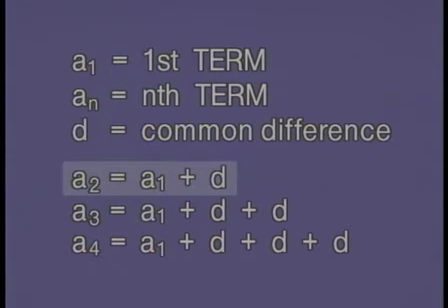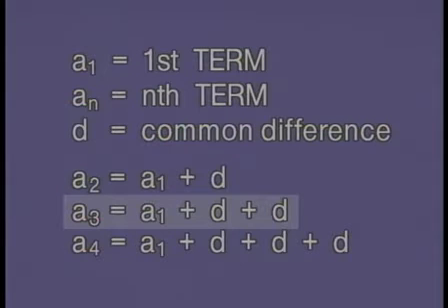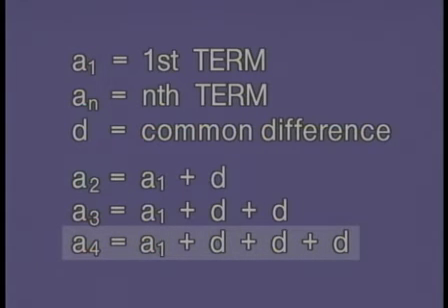A2 is A1 plus d. Take the first term, add the common difference. A3 is A1 plus d, which gets us the second term, plus another d, which gets us to the third term. And A4 is A1 plus d plus d plus d. Looking at those 3 definitions, notice there's something common. Can you see a formula for finding A sub n?